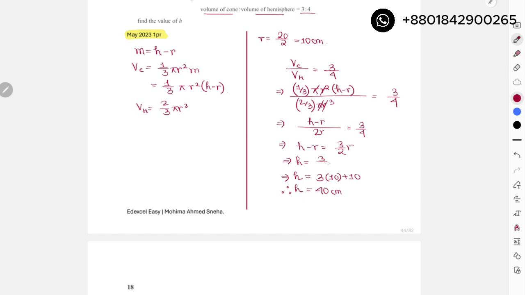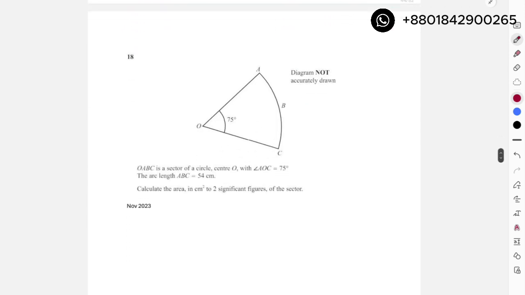So this is supposed to be 3 over 2r plus r, divided by 2. So 1.5 with 10 plus 10, that is 25, not 40. Okay, really sorry for the confusion. I used the wrong formula for the hemisphere. The volume for the hemisphere was 2 by 3, not 4 by 3. Otherwise the answer is correct. The process is also going to remain the same.